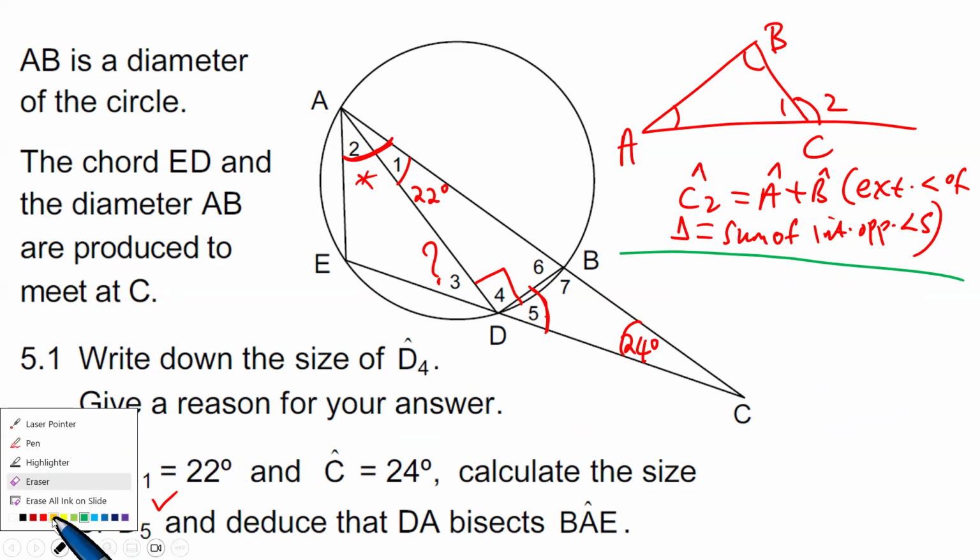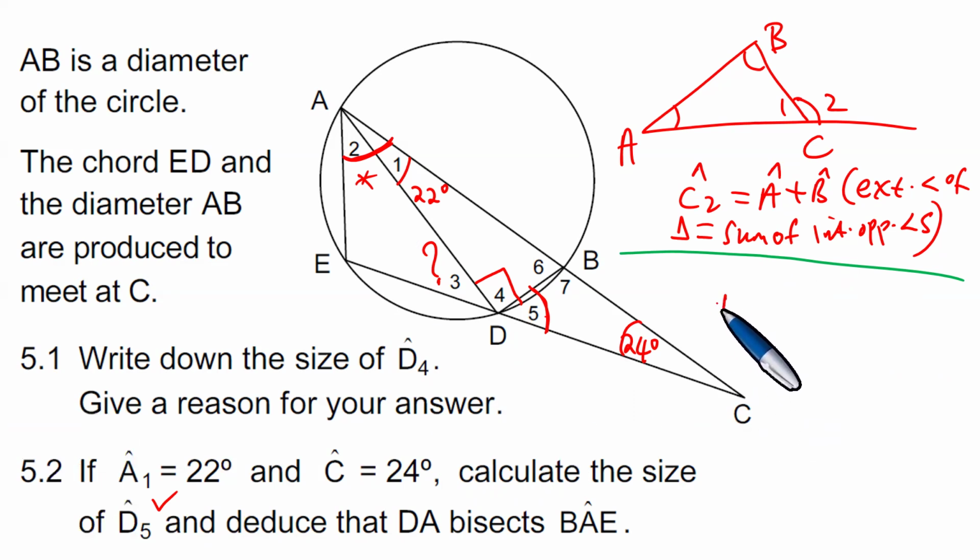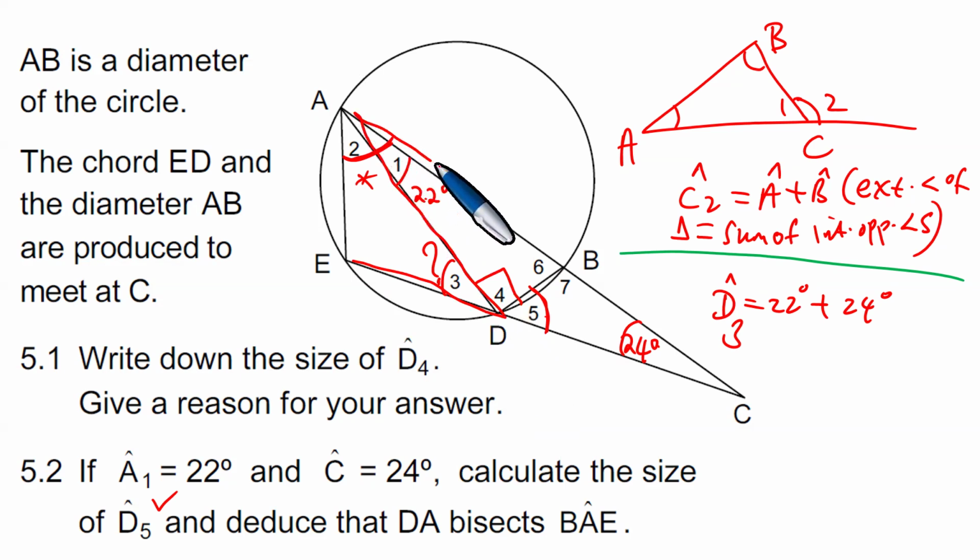So we're able to say that angle D3, this one here, is equal to 22 degrees plus 24 degrees. This D3 is equal to this one plus this one because it's sitting outside. This is the kind of triangle we have. So this D3 is equal to 22 plus 24.